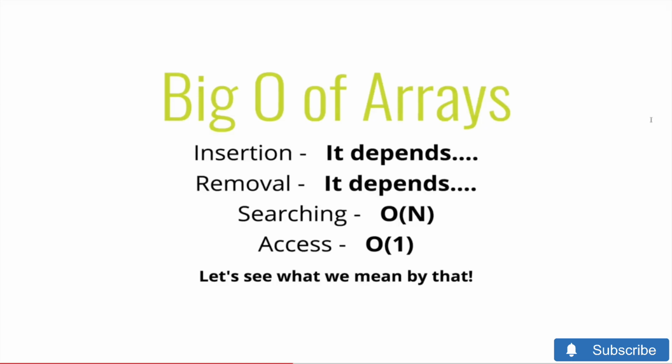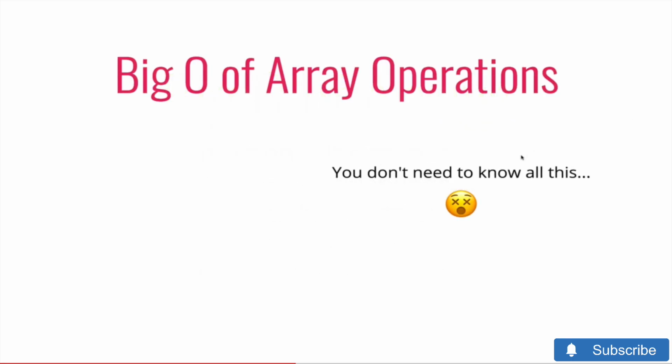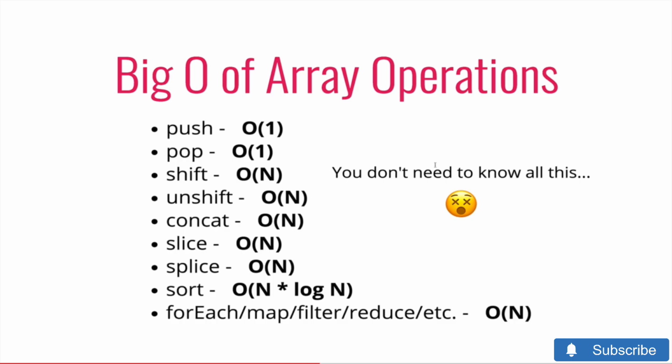All right, welcome back. This will be really quick. I just want to touch on some of the built-in array methods. There are many of them, and I want to stress that you do not need to know or memorize any of this information, but hopefully it makes sense as to how we arrive at the numbers when we're talking about big O notation. So again, I have a little emoji. You don't need to know all of this. But let's take a look.